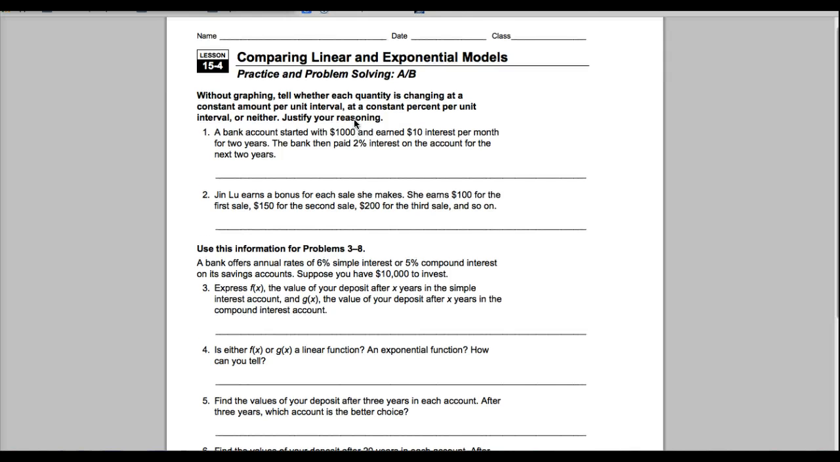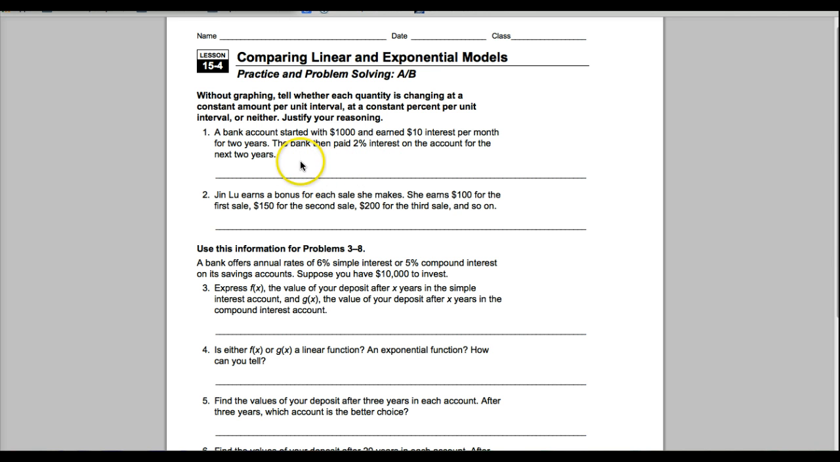So it says, without graphing, because there's a lot of questions on this section, tell whether each quantity is changing at a constant amount or at a constant percent or nothing, all right? So you have to read the question. A bank account started with $1,000 and it earned $10 interest per month for 2 years. And then the bank paid 2% interest on the account for the next 2 years.